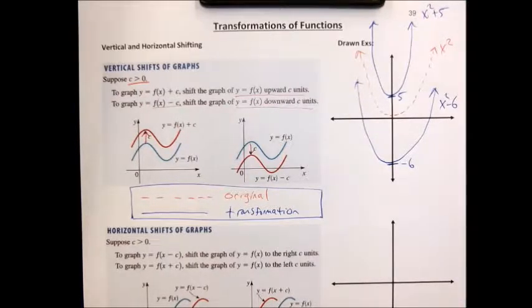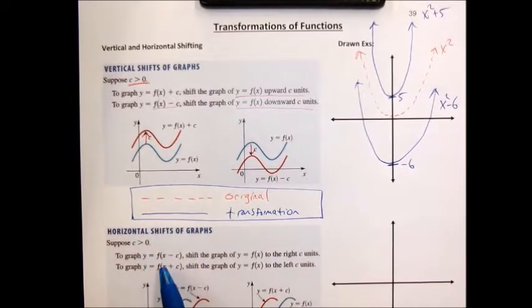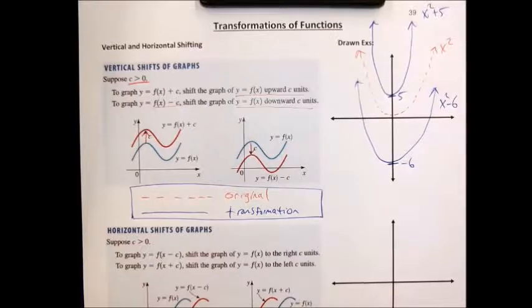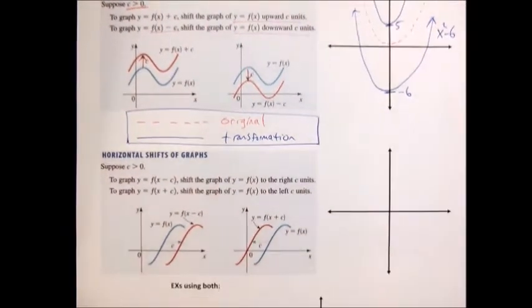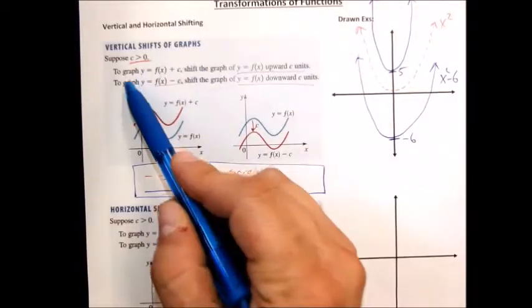Right, so this one's, like I said, the most straightforward one. If you just add a number outside of it, it moves it up or down, depending on whether it's positive or negative. Okay, let's look at the next one. Is everyone set with this one? So that's a vertical shift, right? This is a vertical shift.